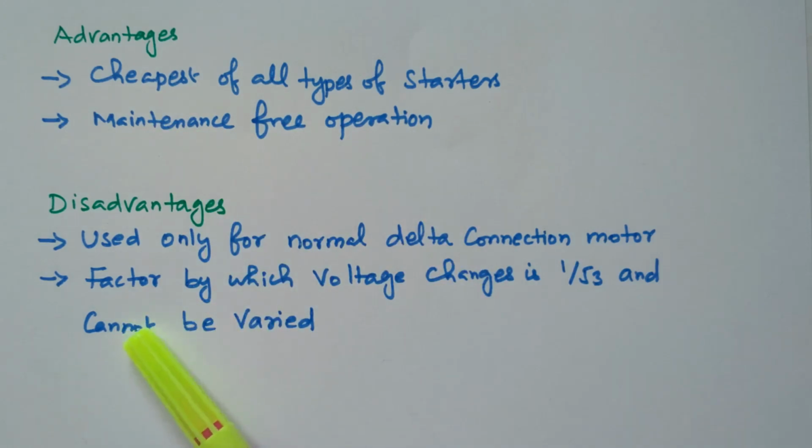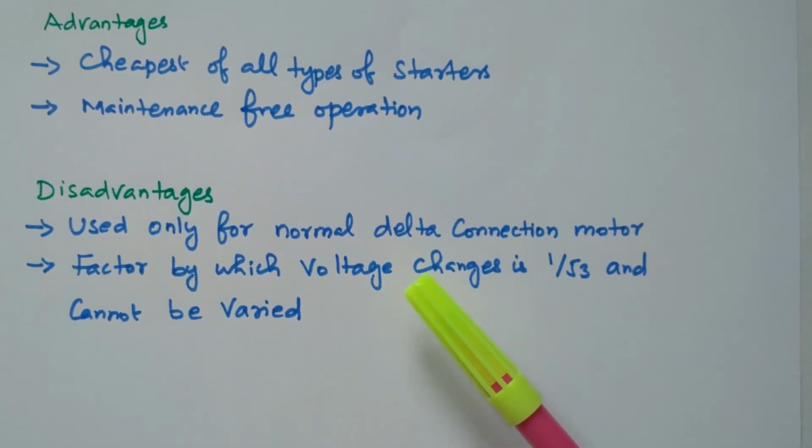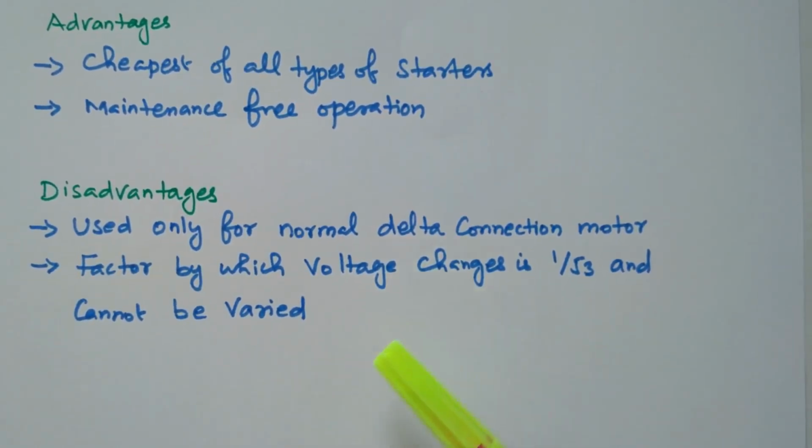What are the disadvantages? It is used only for a normal delta connection motor. If the stator winding is connected in delta, then only we can use this starter, because the stator winding is initially connected in star and finally connected in delta. So a delta connected motor is needed, then only we can use this starter.